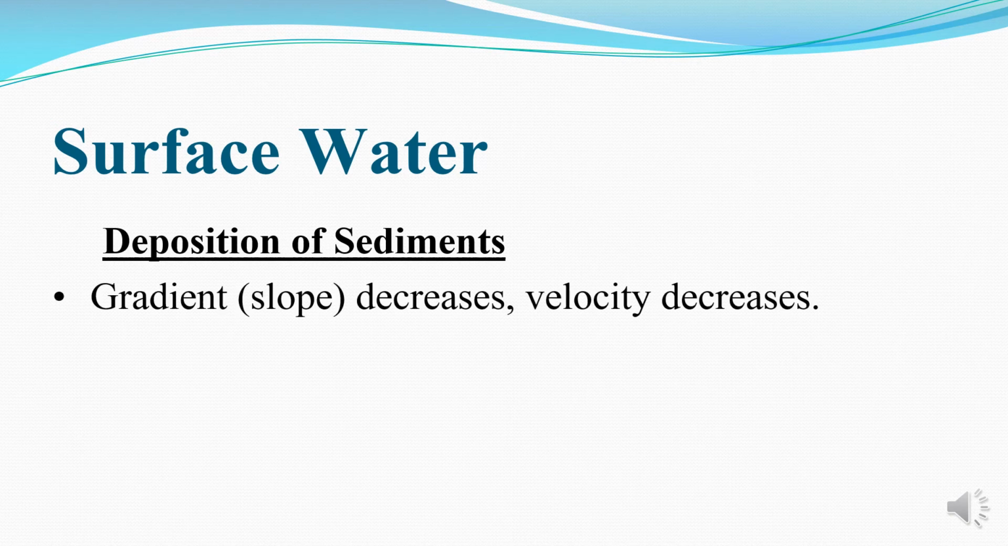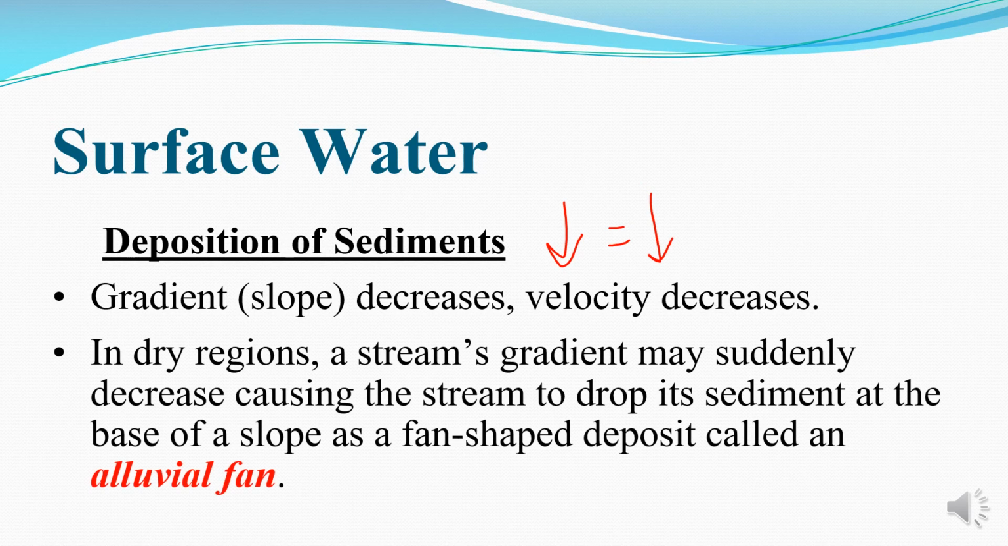Deposition of sediments. As slope decreases, velocity decreases. So when this goes down, this also goes down. In dry regions, a stream's gradient may suddenly decrease, causing the stream to drop its sediment at the base of the slope as a fan deposit called an alluvial fan.